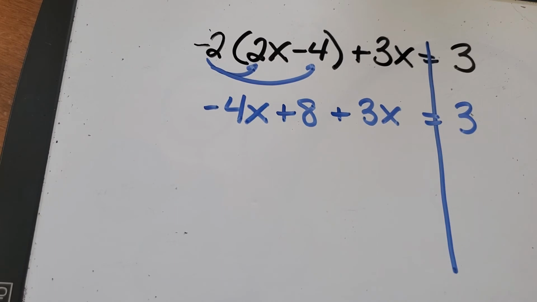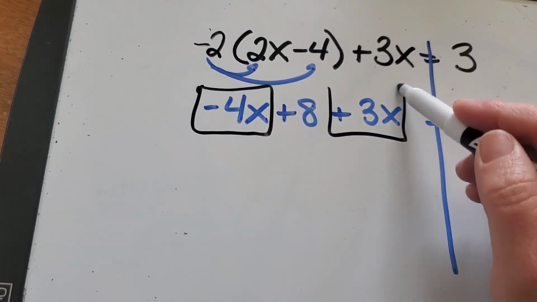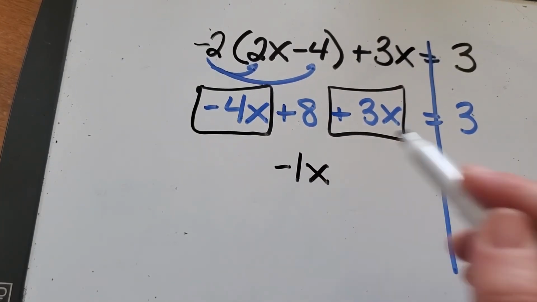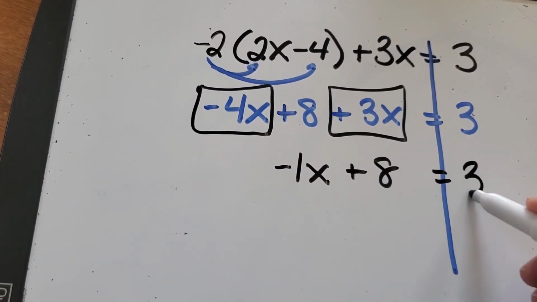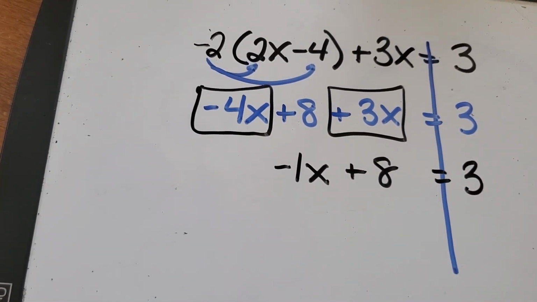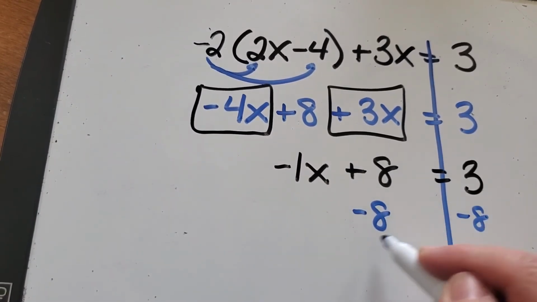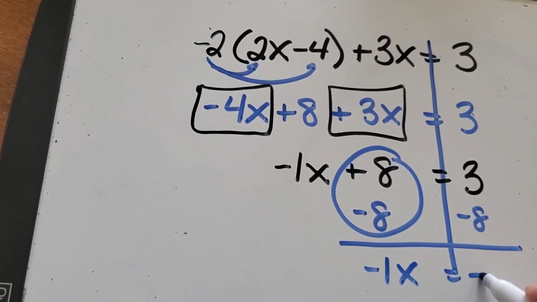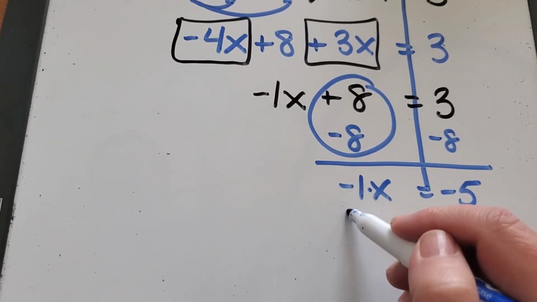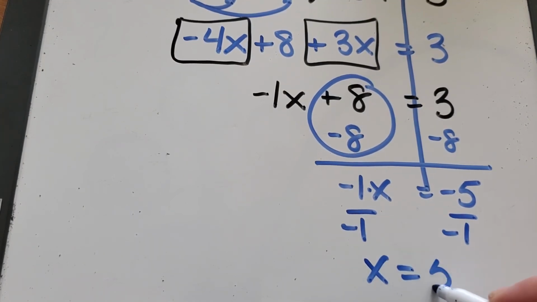Now we can go ahead and combine like terms. Here we have a negative 4x plus a 3x, which is a negative 1x. Bring down the plus 8 equals 3. We're going to get rid of that plus 8 by subtracting 8 from both sides. You get negative 1x equals negative 5. And then you get rid of that negative 1 by dividing both sides by negative 1. And we get x equals 5.